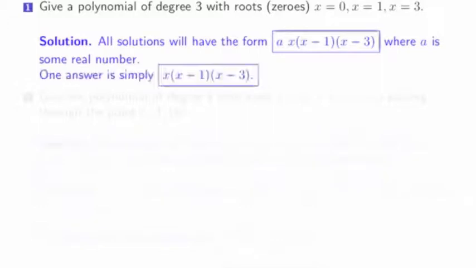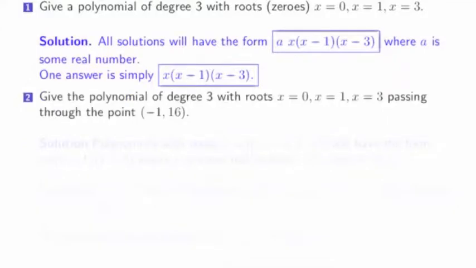Let's find a polynomial of degree 3 with zeros 0, 1, and 3. That's easy to do. All polynomials that have those zeros are going to look something like this: x times x minus 1 times x minus 3 times possibly something else. So one answer is simply x times x minus 1 times x minus 3. There's a nice polynomial with zeros 0, 1, and 3.